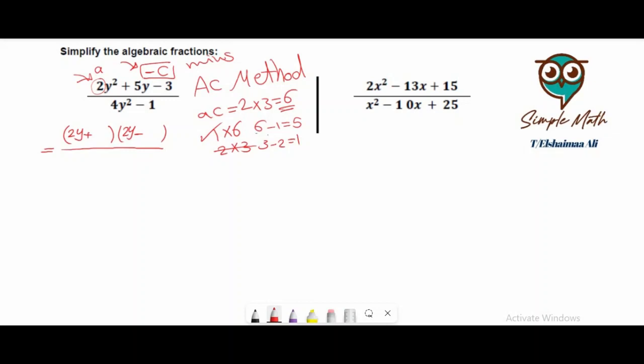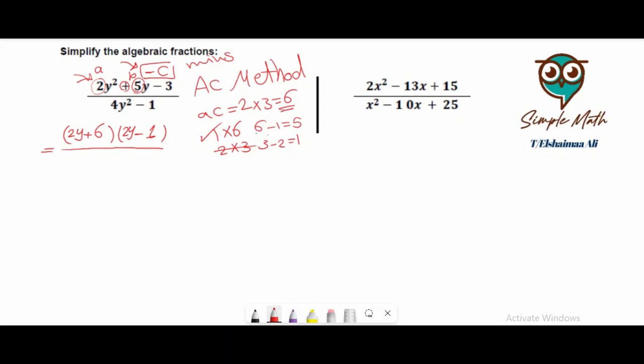And the coefficient of y is 5. It is equal to b. It means that I need 1 times 6 because 6 minus 1 gives me 5. Okay, but first, where am I going to put 6 and where am I going to put 1? 6 is the biggest factor, so it will take the sign of the middle term. The sign of the middle term is positive, so 6 becomes positive and 1 becomes negative. Okay, this is for the first expression here in the numerator up.